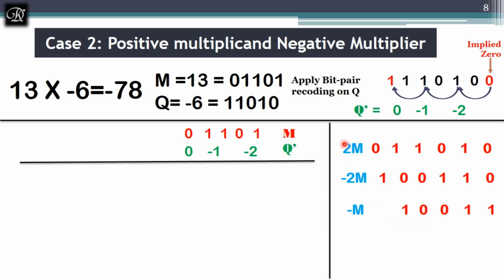So now I have 2m, minus 2m and m, but I will use only minus 2m and m. 2m I have written just to get the 2's complement of minus 2m. Next, if you multiply 13 with minus 2, the answer will be negative 26. So this is what I have written, and the sign bit of that is 1, so the extension will be 1s.